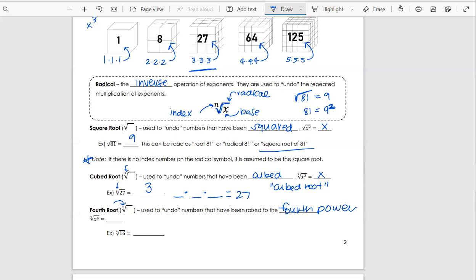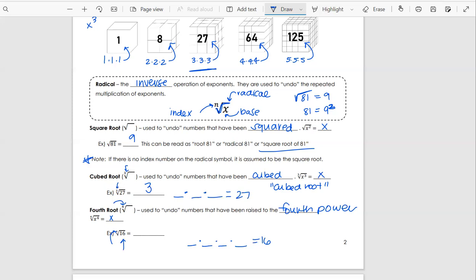And then here's our property. The 4th root of x to the 4th is x. And then let's check out this example. We use that index to tell us what number multiplied by itself how many times. So the index is a 4. I need to come up with a number that you multiply by itself 4 times to give me this base number, 16. And we just go through trial and error if you're really not sure.